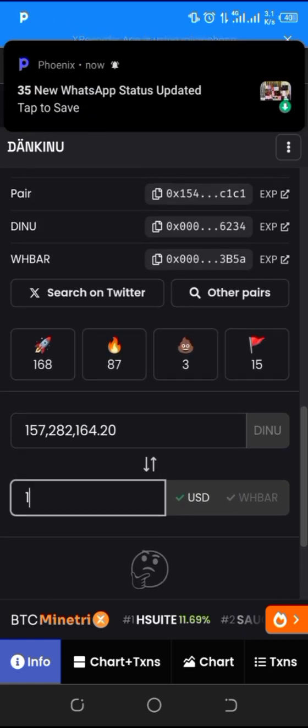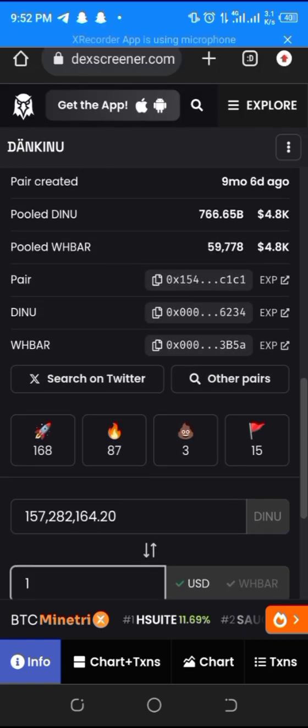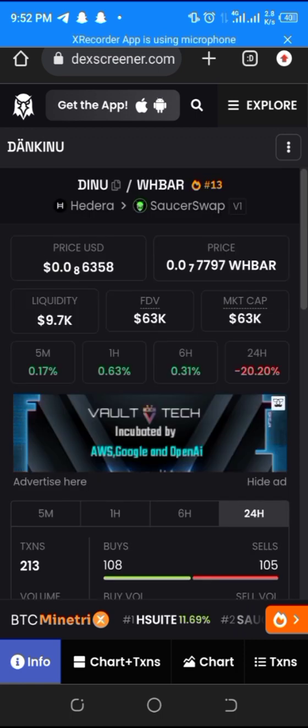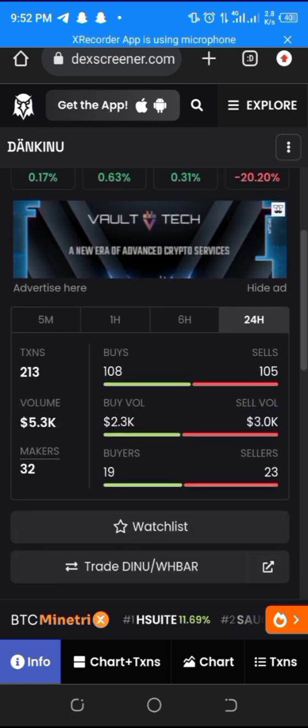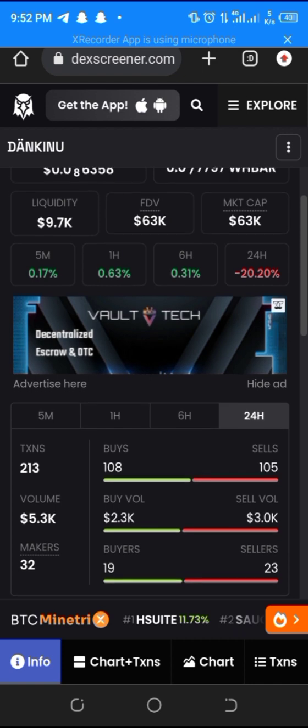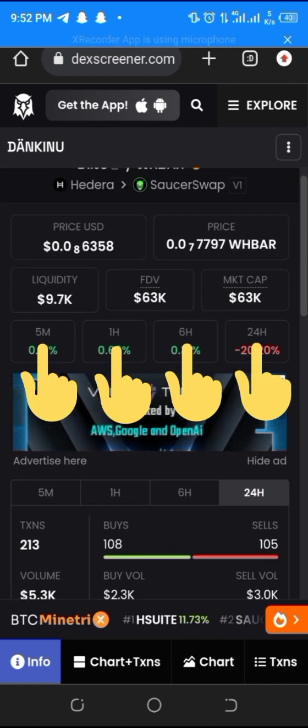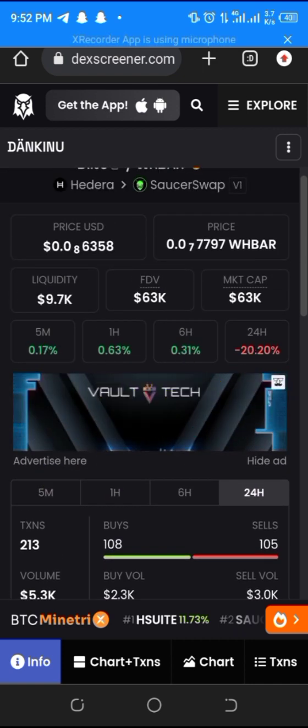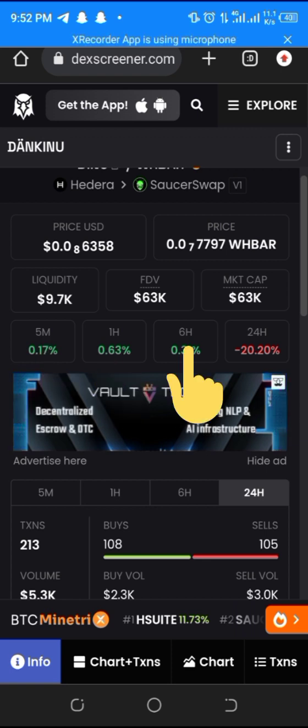Now let's say you want to check the coin. You can do your research here. Let's say you want to check the social media of the coin. Now this 5M, 1H, 6H, 24H, it means time frame. The 5M is 5 minutes time frame. The 1H is 1 hour time frame. The 6H is 6 hours time frame.